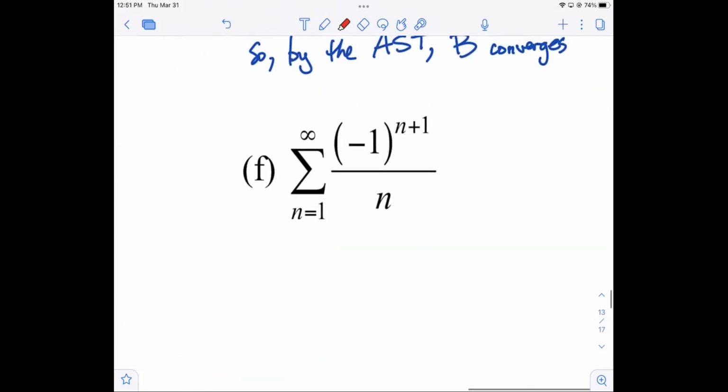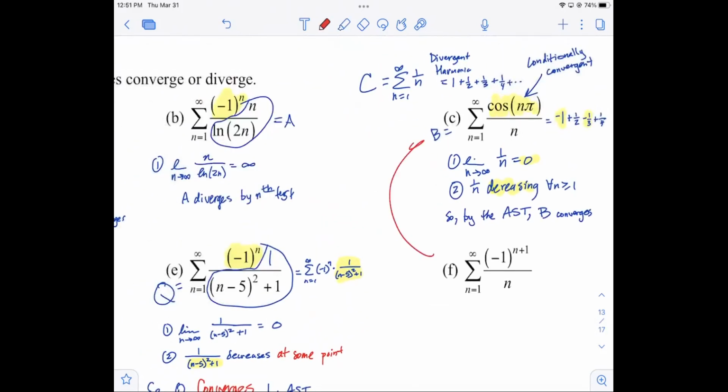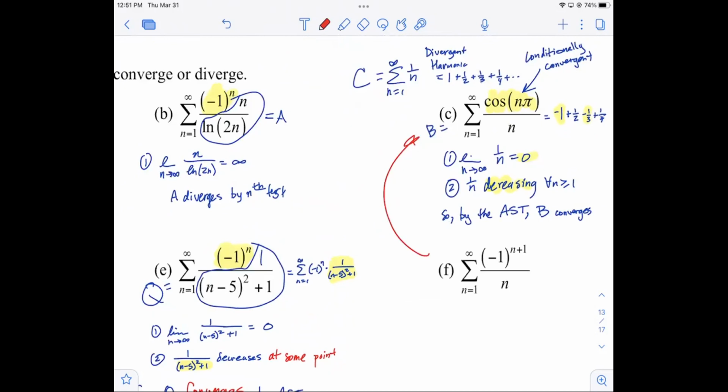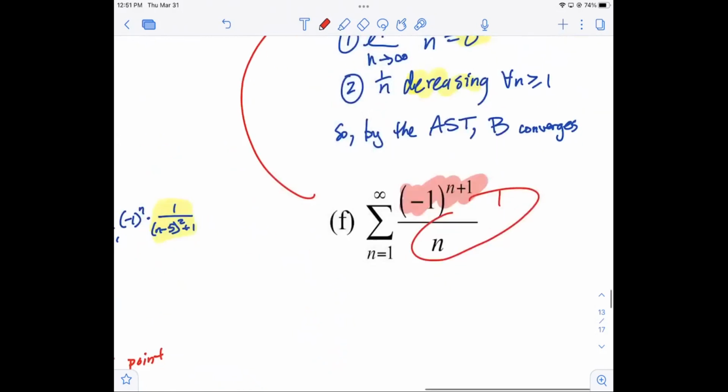All right. Look at letter F. It's exactly the same as this one up here, right? Almost. I do see an alternator, negative 1 to the n plus 1. If you take what's left, you get 1 over n. 1 over n is your divergent harmonic series, but does that go to 0? Check. Does it decrease past a certain point? Yes. So this one here, we'll call big F. F converges by the AST.